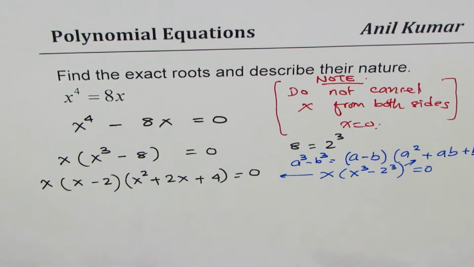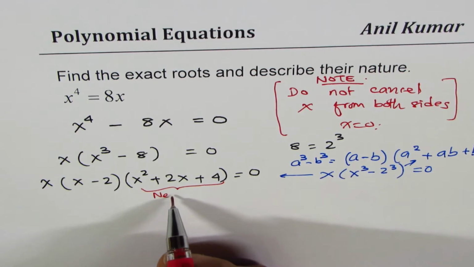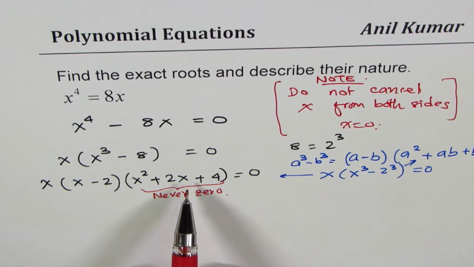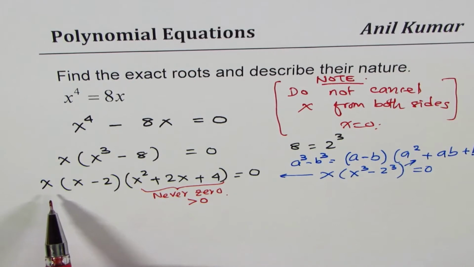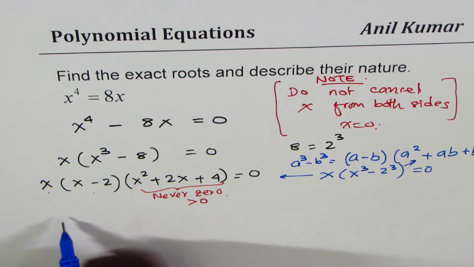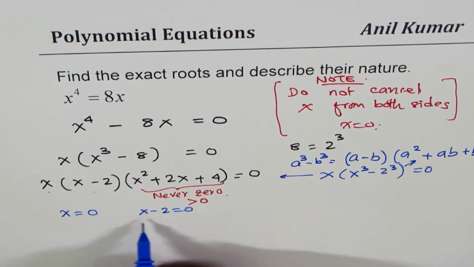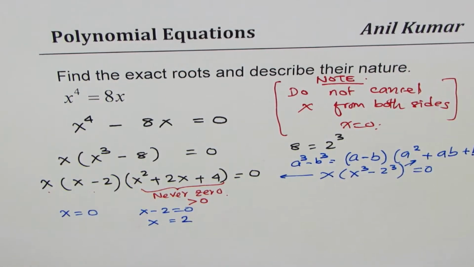Now from this result, you should always know this quadratic factor is never negative, never 0. It is always positive. This part is always greater than 0. So the only possible solutions come from the first two factors. We have two possible solutions. One is x equals 0. The other is x minus 2 equals 0, which means x equals 2. So these are the two roots which we get in this particular case.